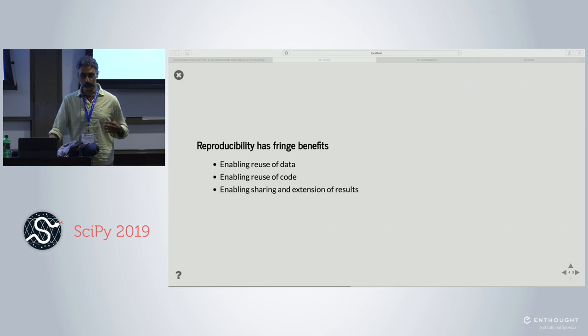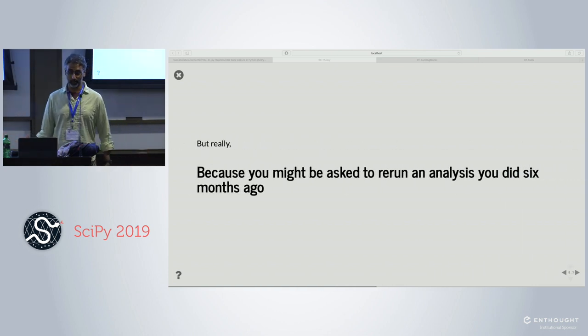But for me personally, the reason I think it's important is because you might be asked to rerun an analysis that you did 6 months ago, as one of the participants just pointed out. If you work reproducibly, it'll take you a few minutes, hopefully, to do this. Maybe there'll be some computation time involved, but you can just click a button and wait for the results. If you don't work reproducibly, it can take days, if you're lucky, maybe even longer, to reproduce research. That's a waste of time. So that's why I personally think reproducibility is so important, because it really benefits you yourself.